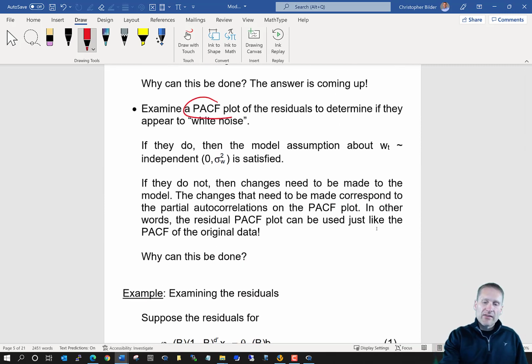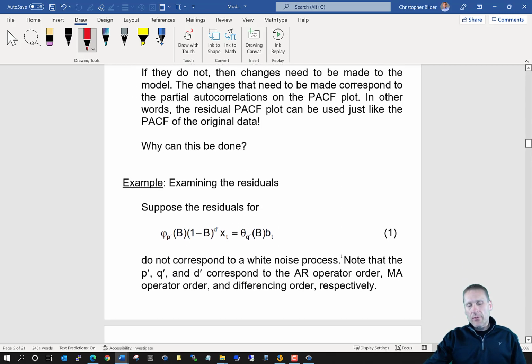We also can do the same thing with respect to the partial autocorrelation function. So do a plot of the partial autocorrelation function for the residuals, and again look for patterns. If there are patterns, that suggests changes need to be made to the model. If there are no patterns, meaning all the partial autocorrelations are within those dashed lines, then you're good to go, at least with respect to this diagnostic aspect. Okay, so let's talk about this a little bit more then.